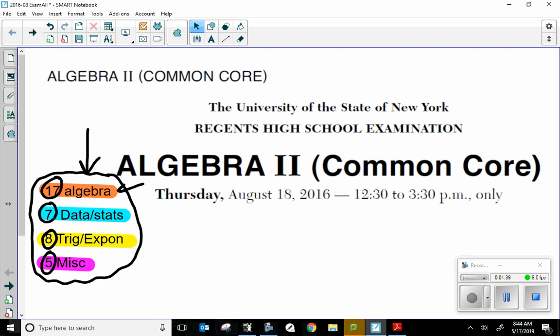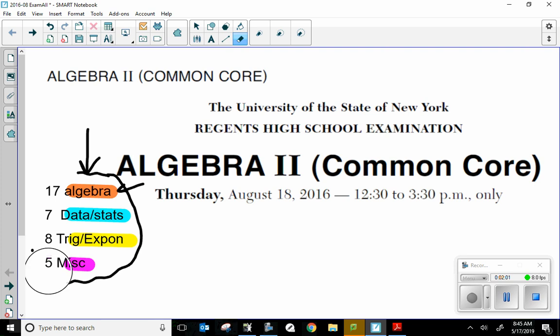And I've noticed that most tests, not all of them, occasionally get one that's slightly different, but most of these Regents exams have roughly 15 to 19 algebra problems. Most exams have anywhere from 5 to 9 data or stats problems, and 5 to 9 trig or exponential, and 4 to 6 miscellaneous problems. Those are a good ballpark for what you're going to see. So, without any further time wasting, because we are already 2 minutes in, let's advance.